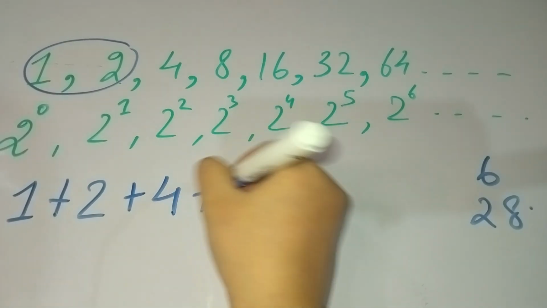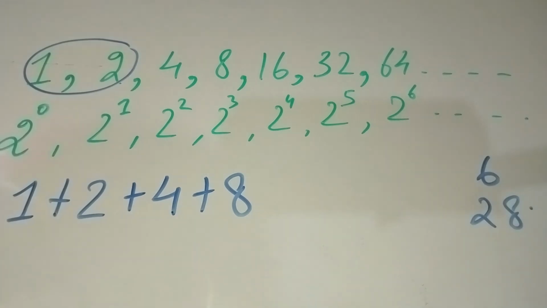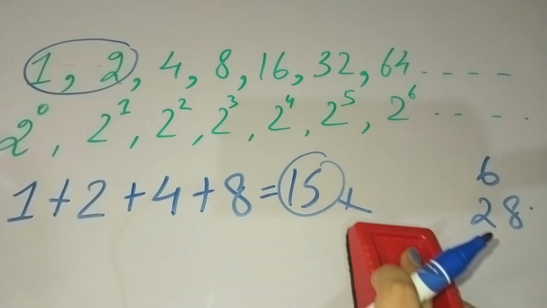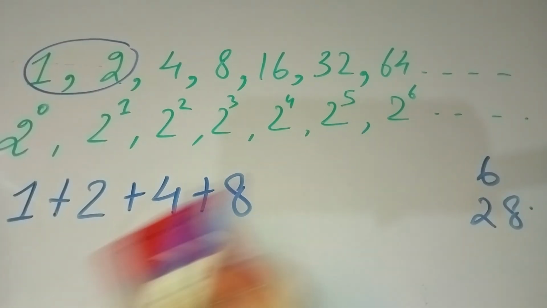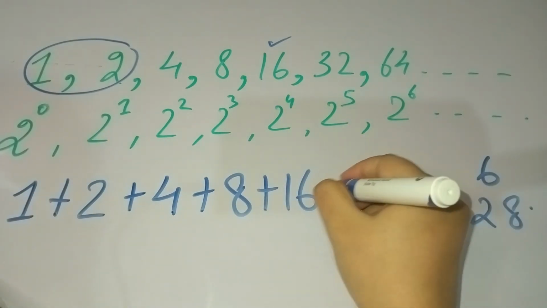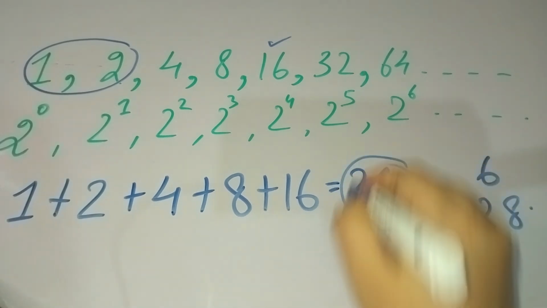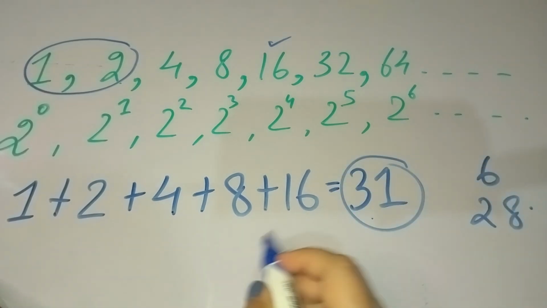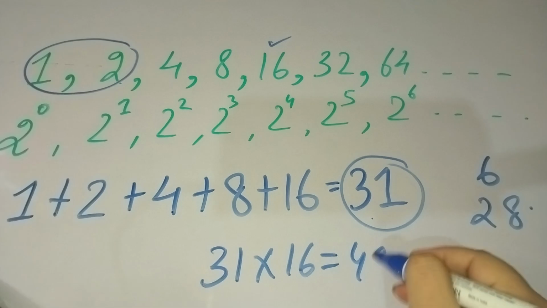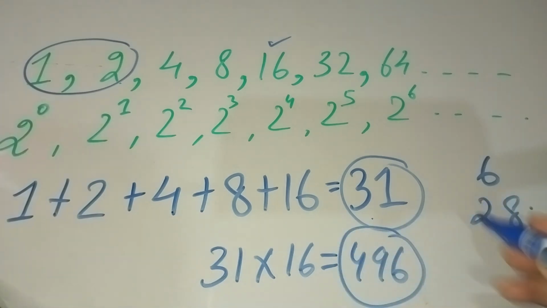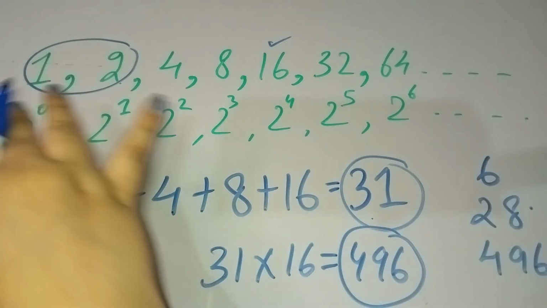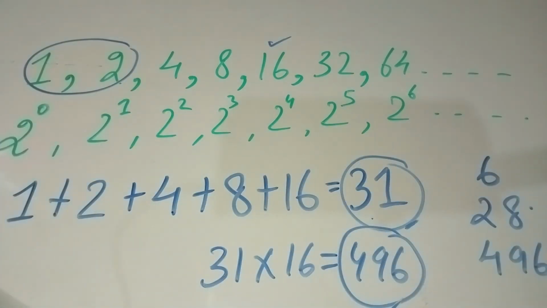If I add 8 to it, it is equal to 15, but see, 15 is not a prime number, so we'll not use it. We only want a prime number, right? So we'll add the next number, that is 16, and if we add this to this, it will come out to be 31, and 31 is also a prime number. Now we'll have to multiply 31 with 16, so we'll get 496, and 496 is the third perfect number. So similarly, we can derive the perfect numbers using this pattern also.